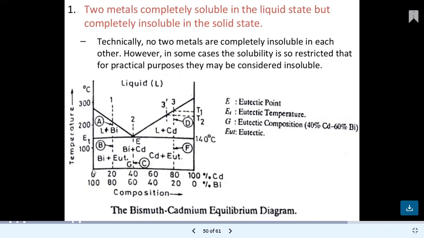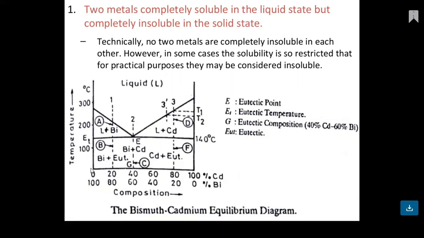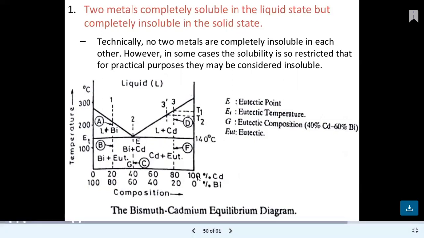This is the composition. So Cd is present 0% and Bi is present 100%. And the reverse case is there. Cd is present as 100% and Bi is present as 0%. And between them, the percentage of composition becomes 20 for Cd and 80 for Bi, 40 for Cd, 60 for Bi, 60 for Cd, 40 for Bi, 80 for Cd, 20 for Bi, like that. So this is the bismuth cadmium equilibrium diagram.